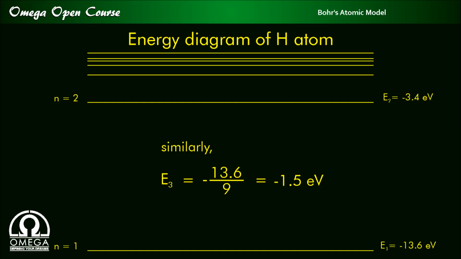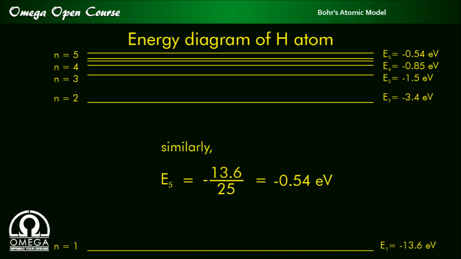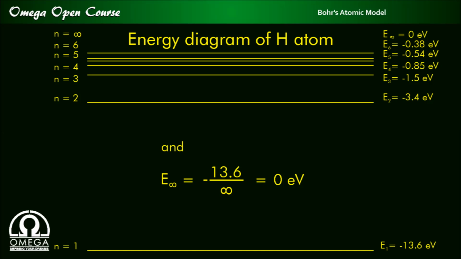E3 is equal to minus 13.6 by 9 is equal to minus 1.5 electron volt. E4 is equal to minus 13.6 by 16 is equal to minus 0.85 electron volts. E5 is equal to minus 13.6 by 25 is equal to minus 0.54 electron volts. E6 is equal to minus 13.6 by 36 is equal to minus 0.38 electron volt. For n is equal to infinity, E infinity is equal to minus 13.6 by infinity square is equal to 0. Thus, we have calculated the value of total energy of electron in different orbits of hydrogen atom.